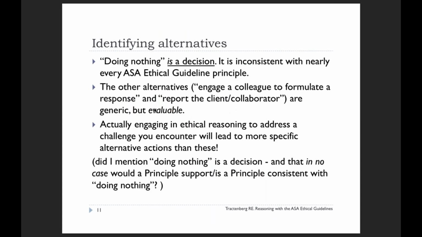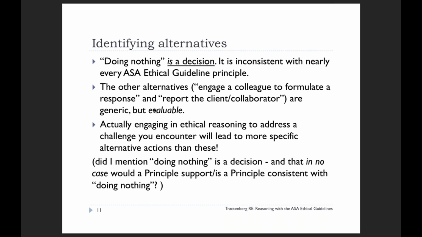And doing nothing is a decision. It's not actually an action, but you do have to decide not to take action. And it is inconsistent with every ethical guideline principle, except for the ones that are uninformative, like integrity of the data. These other alternatives, as I mentioned, they're generic, but the point here is that they can be evaluated. And this step in the ethical reasoning process is to both identify alternatives and evaluate them.